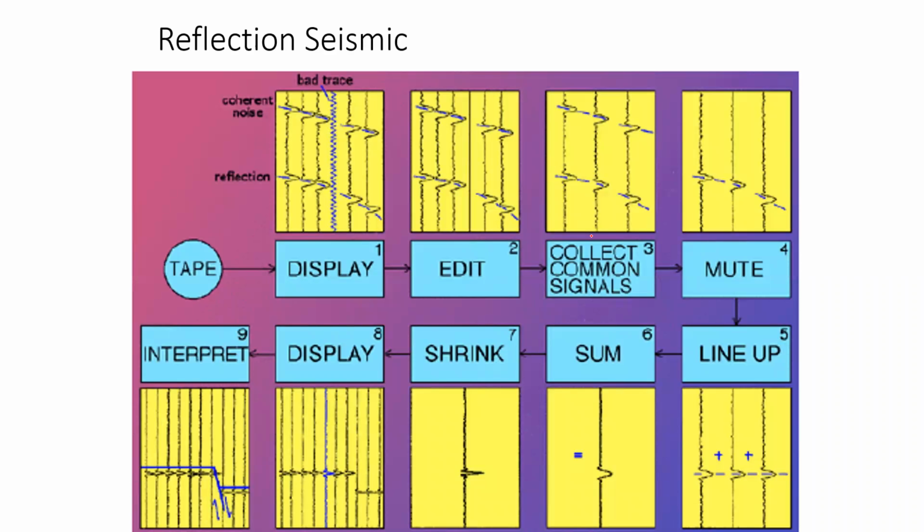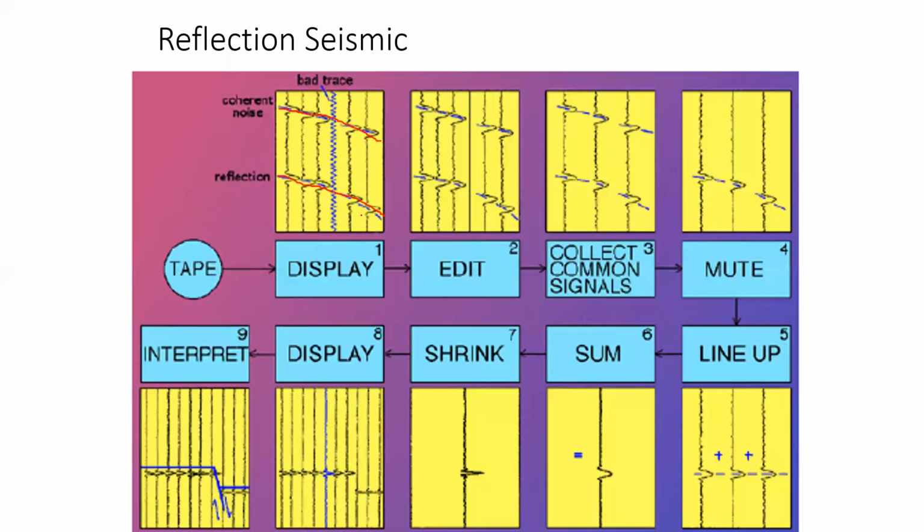In previous sessions, we discussed reflection seismic, how it looks, and a simplified processing step, which we can see here. This is the seismic data acquired from the field. As you can see, there are amplitudes. There are 2 amplitudes corresponding to 2 reflectors, the first one and then the second one.